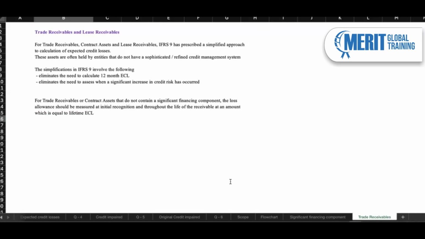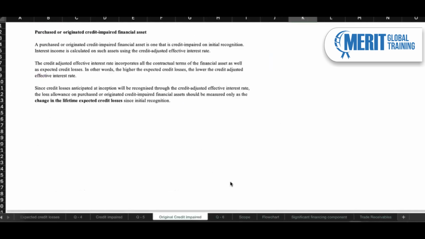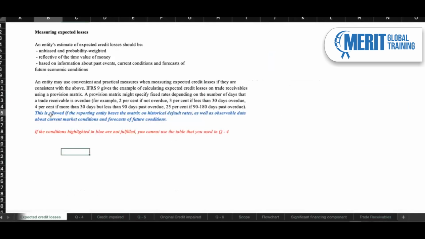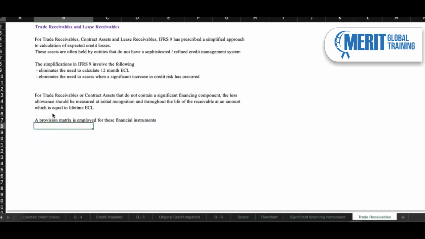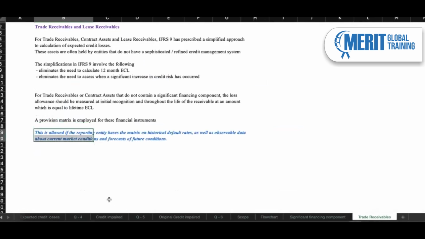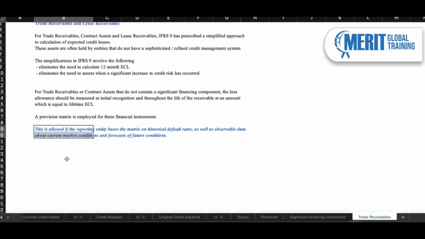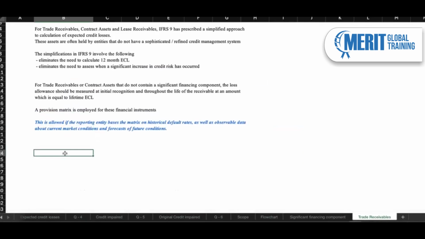Now, to make our lives easier, the provision matrix is basically used for these financial instruments. A provision matrix is employed for these financial instruments. This is allowed if the reporting entity bases the matrix on historical default rates as well as observable data about current market conditions and forecast of future conditions.